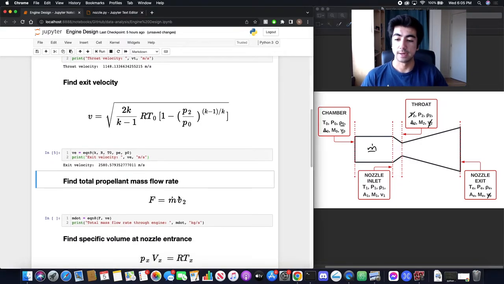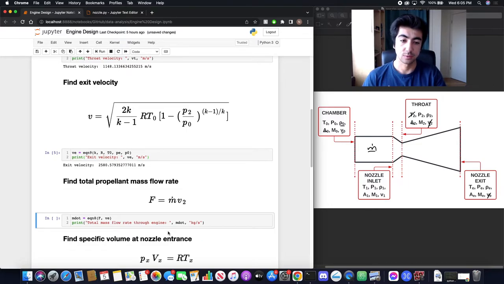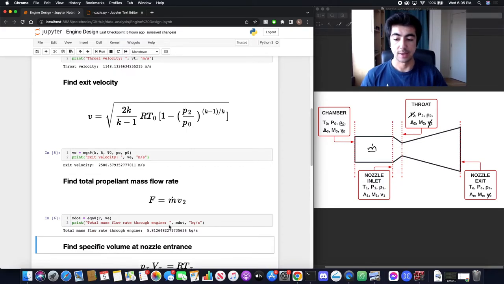So now we can find our mass flow rate, right? We know what the nozzle exit velocity is, and we know what our desired thrust is. So for using the ideally expanded case, we can solve for this mass flow rate. So solving for m dot in this thrust equation, equation 8 in the equation sheet, we can find our mass flow rate through the entire engine because mass is conserved and therefore is the same everywhere. And we get a mass flow rate of 5.8 kilograms per second.